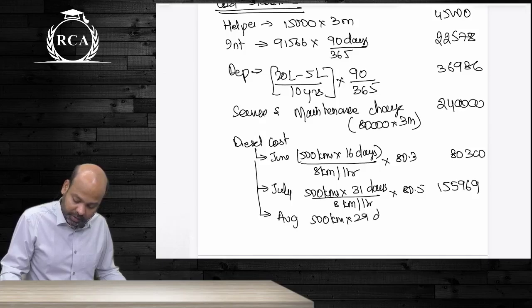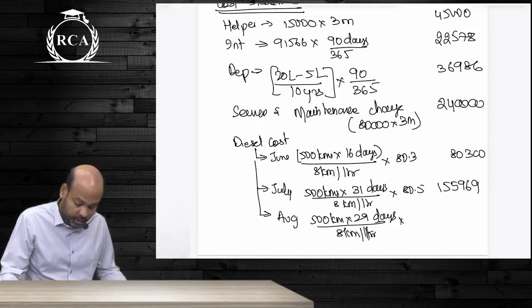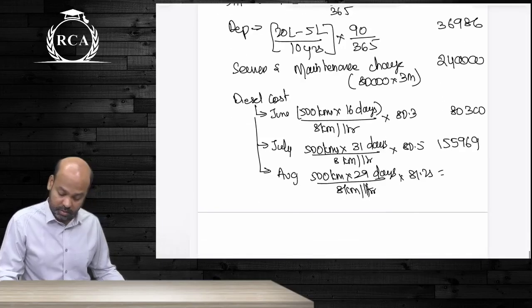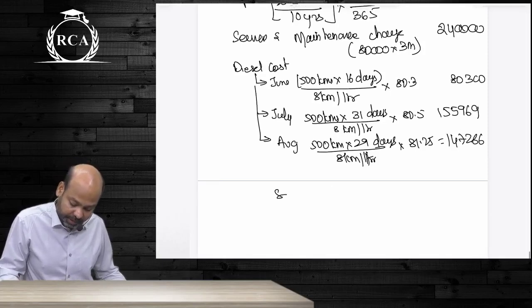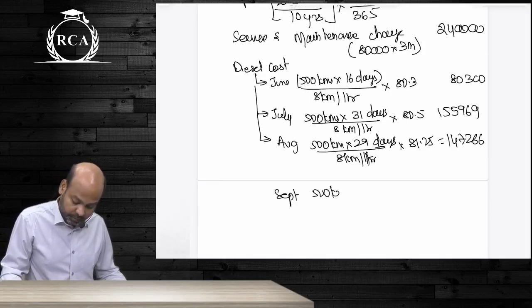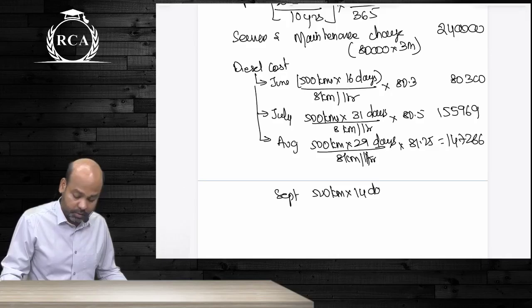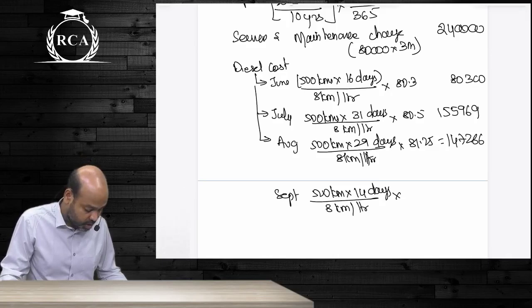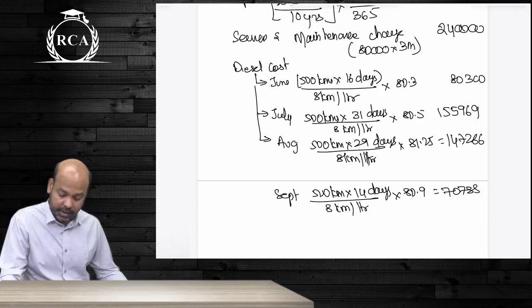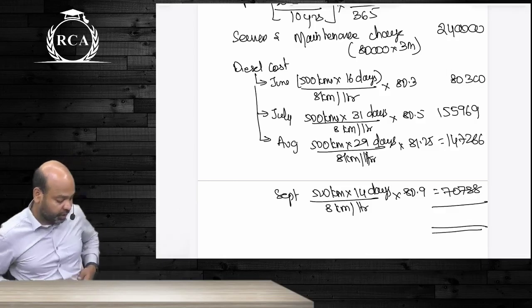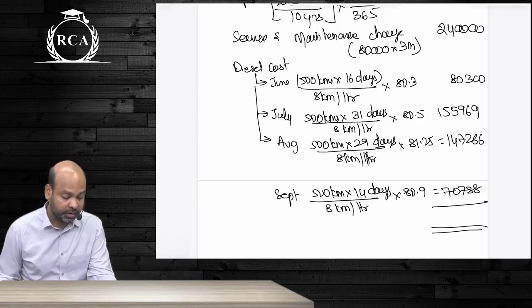इंटू 29 डेज डिवाइडेड बाय 8 किलोमीटर्स पर लीटर इंटू 81.25. 47,266. फाइनली बेटा सितंबर, 14 days divided by 8 kilometers per liter multiplied by the rate. 788. Can you add all the expenses guys? ये हो गया अपना cost statement. Now we'll start answering quickly beta all the bits.